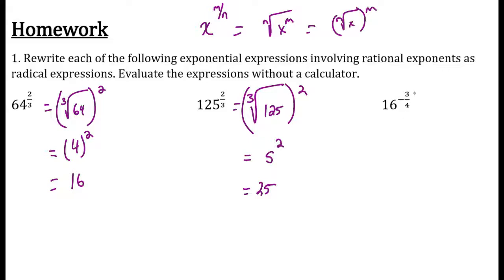16 to the negative 3/4. So I have power over root. I'm going to take the fourth root of 16, raise it to the third power, but that negative is going to throw me in the denominator. That negative is going to take the reciprocal. The fourth root of 16, what times itself 4 times gives me 16? Well, 2 times 2 times 2 times 2. So it's 2 cubed. 2 cubed is 1/8. So power over root is our mantra when we deal with these fractional exponents.